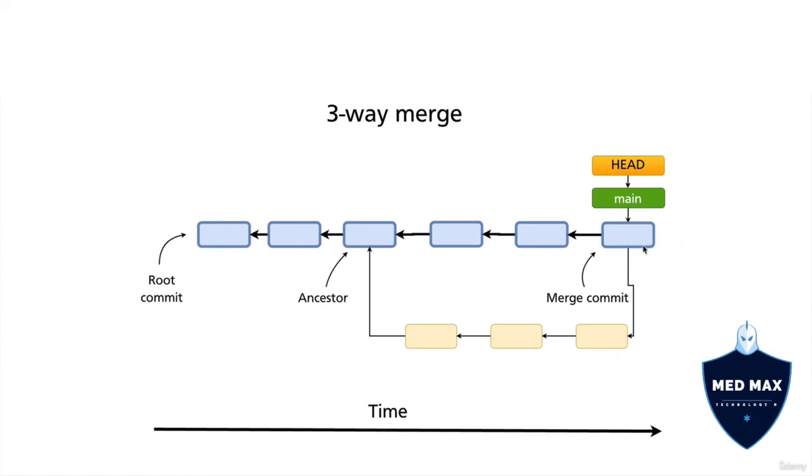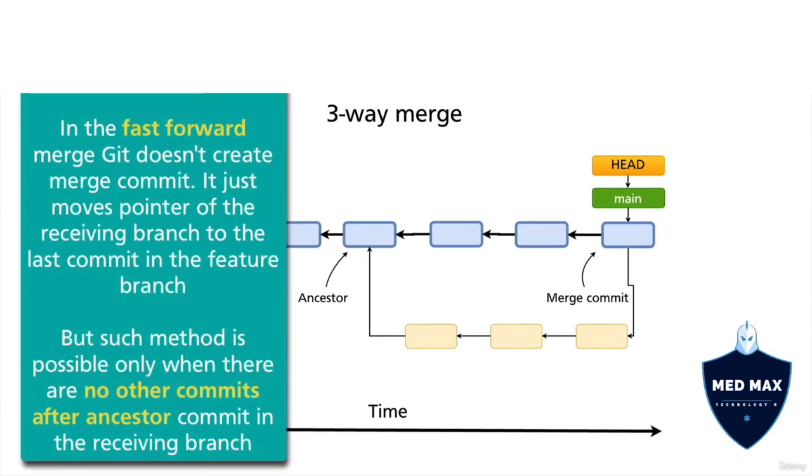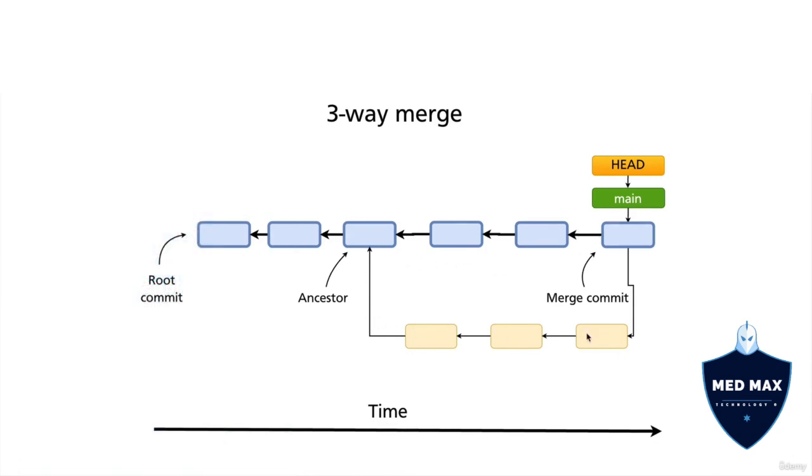But of course, all those commits will be kept in place, because there is pointer to those commits, pointer from this merge commit. There is also other type of merge called fast forward merge, and it is applied when there are no additional commits in the receiving branch after creation of the feature branch. But in 90% of cases, three-way merge is applied, and there is new merge commit like I just described.